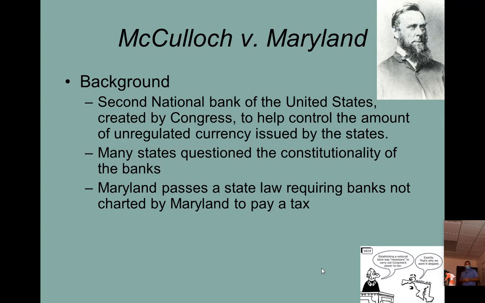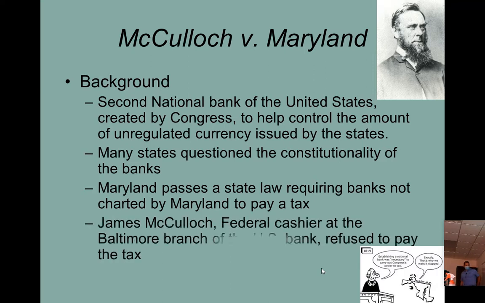We'll look at why here in a second. So James McCulloch, the federal cashier at the Baltimore branch of the U.S. Bank, refused to pay the tax. This is what happened. This is the background. Okay. So what constitutional questions does the case bring? There's two of them.